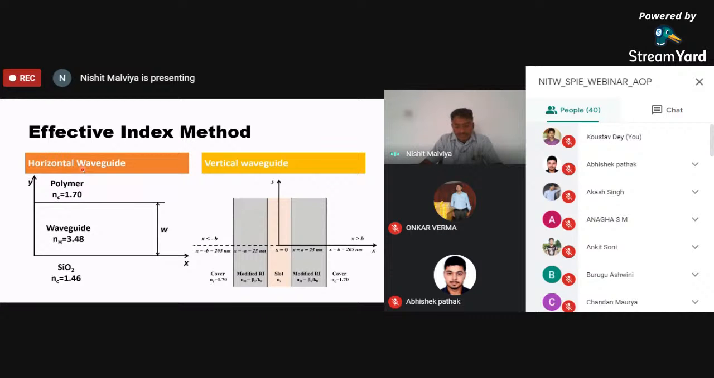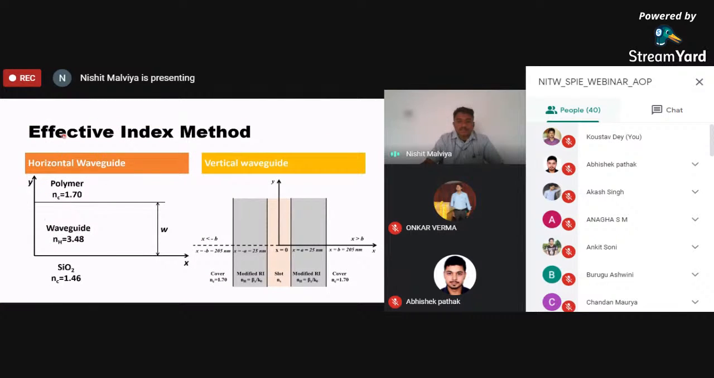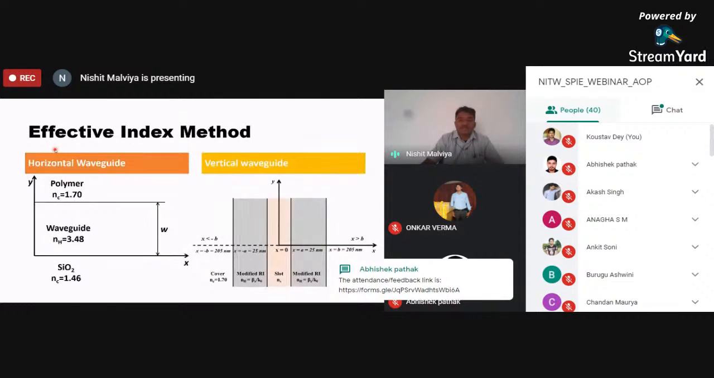So we just divide our waveguide into two parts, the horizontal waveguide and the vertical waveguide, and combine the results together. When we analyze the horizontal slot waveguide and the vertical slot waveguide, the output of the horizontal waveguide is put into the vertical section, and it gives the output which is the solution of the overall waveguide. This is how it works with the effective index method.